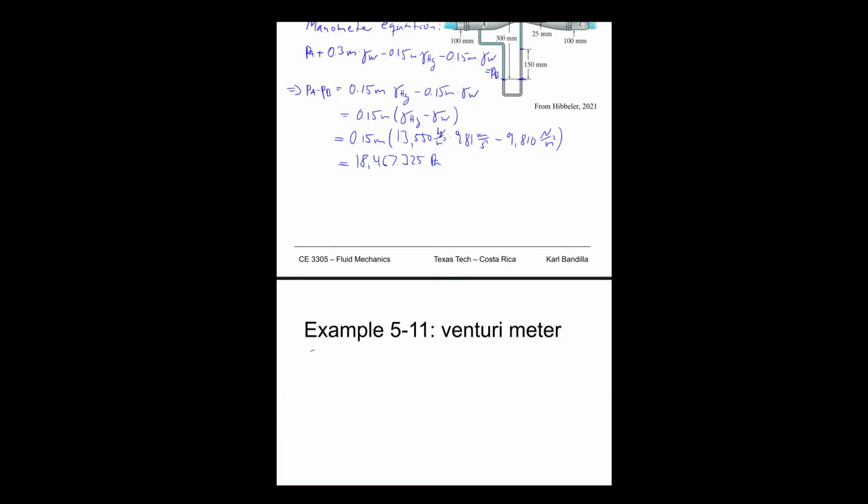So we can say continuity equation. If we want to have a continuity equation, we need to have a control volume. Based on a control volume of half of the venturi tube. Let's have a look.